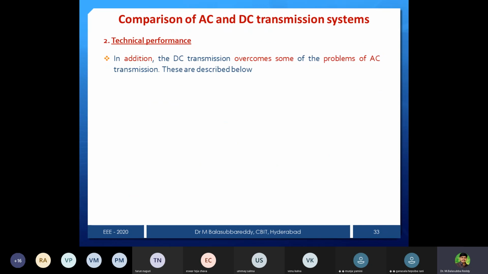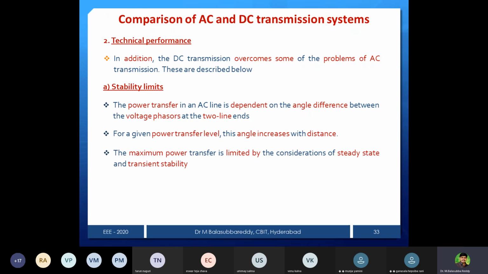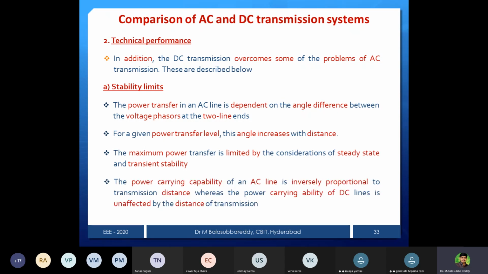In addition to that, to overcome some of the problems in AC, let's see some subtopics. First, the stability limit. We already know that the AC line power depends on the voltage at both sides and the reactance, that is V1 V2 by X into sine delta. The angle increases with the distance. If we increase the distance, the angle also increases. The maximum power transfer limit, considering steady state and transient stability, preferably goes up to 90 degrees at most.